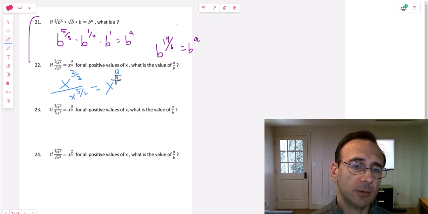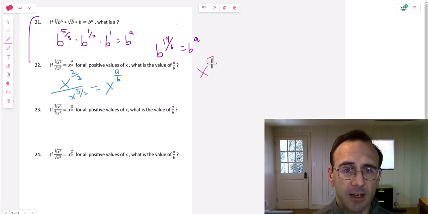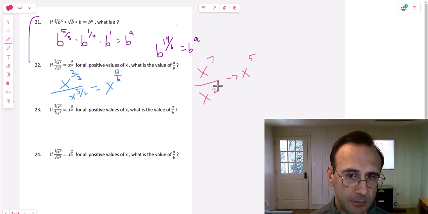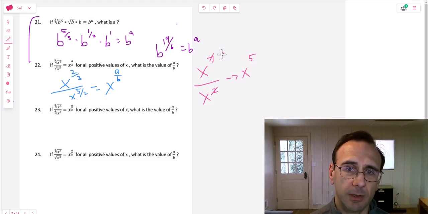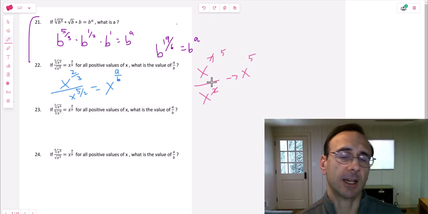You can always come back to a simple example. This is obviously a complicated one with all those fractions. But if I asked you about x to the 7 over x to the 2, you would know that that's x to the 5th. Like you could literally cancel out 2 of those x's with 2 of the ones up there. So that's why it turns out that when you divide, you subtract the exponents.